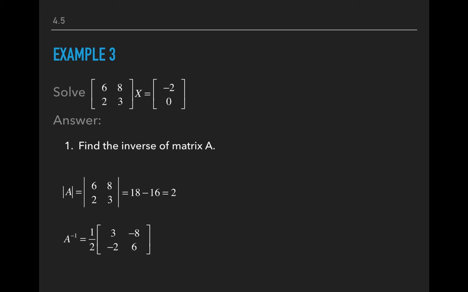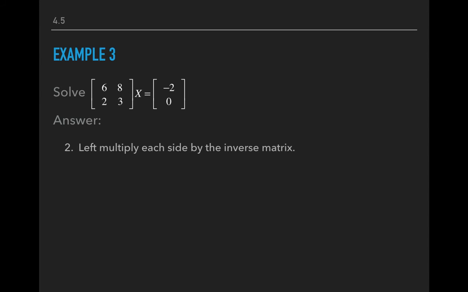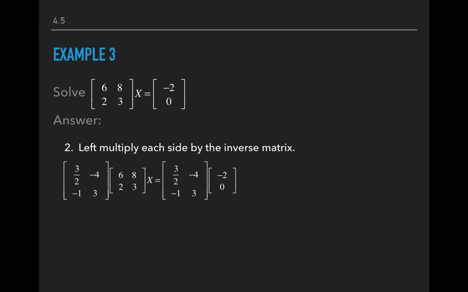After you have that, we move on to step 2. You'd want to distribute that 1/2 into the matrix. The scalar needs to be multiplied in. Then you'd multiply each side of the equation on the left-hand side by your inverse matrix. You always have to multiply it in that same position. So always on the left-hand side.